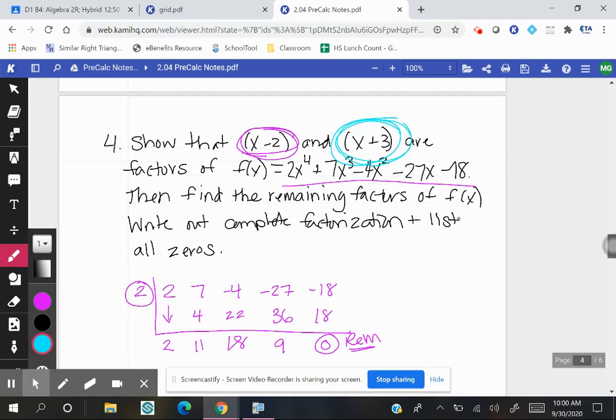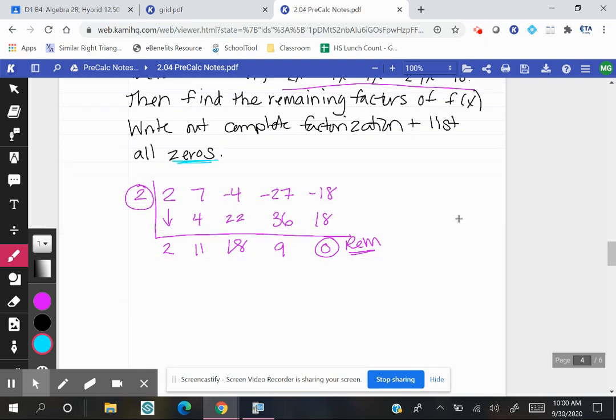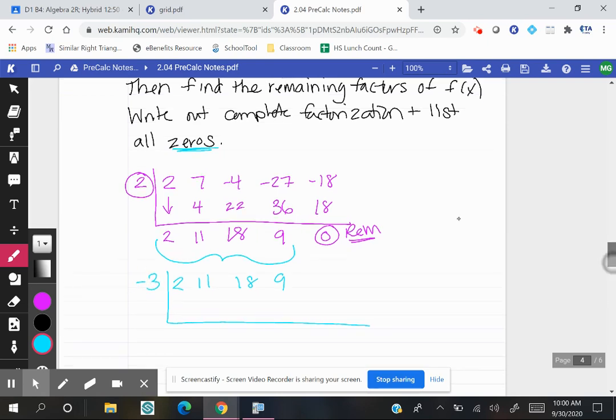If I put it into the original again, I'd again get a remainder of 0. But that's not our only goal here. We want to find the rest of the zeros, so we need to break this down as far as we can. So I'm going to take this and put in the negative 3, since my factor was x plus 3, my root is negative 3. I'll just rewrite it, 2, 11, 18, and 9. And I'm going to make that my polynomial that I'm going to put negative 3 into, again using synthetic division.